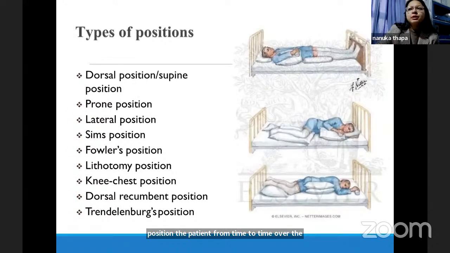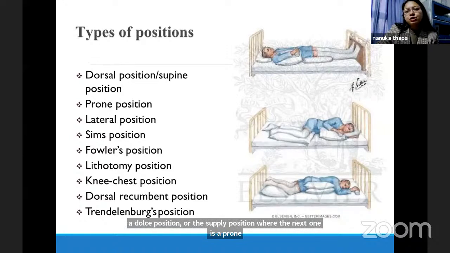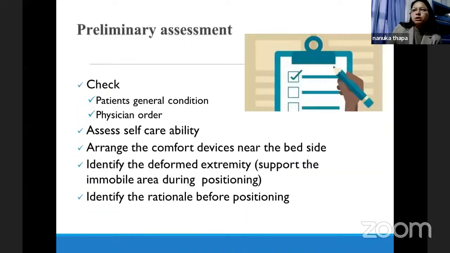So now going on to the different types of position, the most common is the dorsal position or the supine position. Then the next ones are the prone, lateral, Sims position, Fowler's position, lithotomy position, knee chest position, the dorsal recumbent position, and Trendelenburg position. We'll go through the slides accordingly.